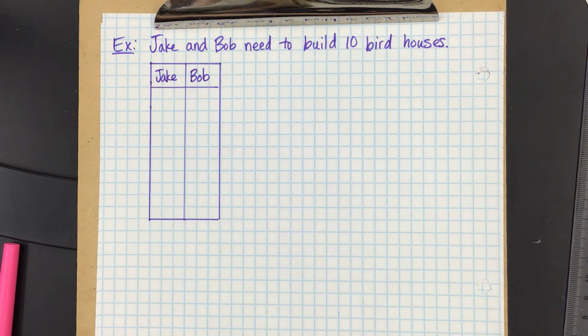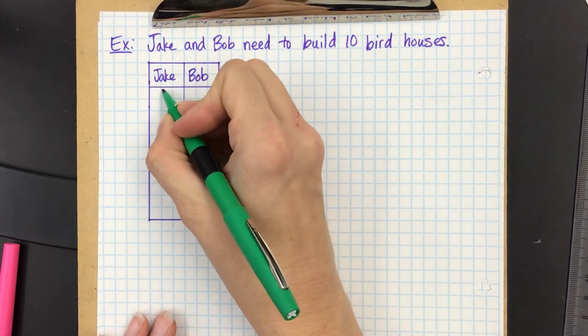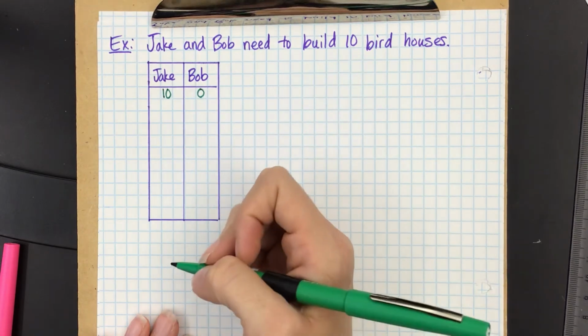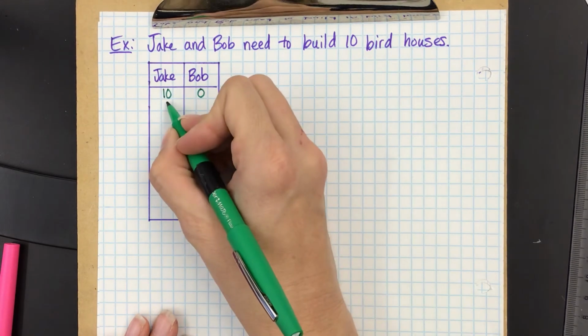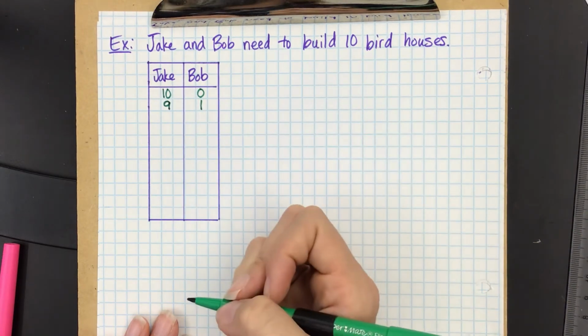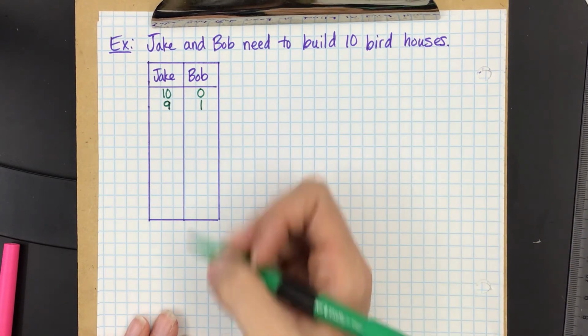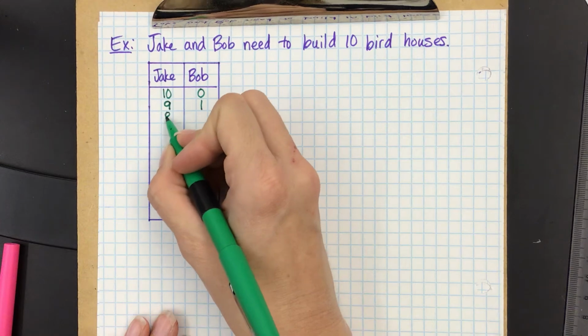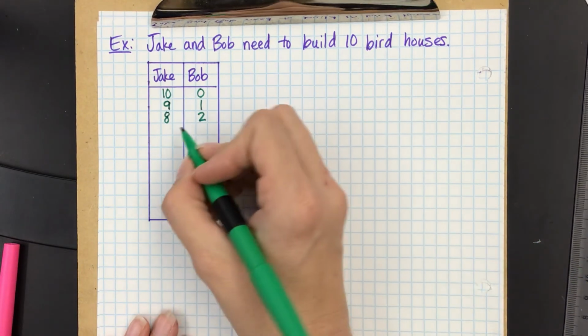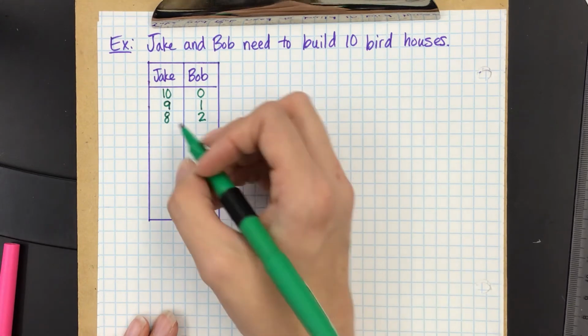Now I know we already talked about it, but let's go through this. If Jake builds 10 birdhouses, Bob doesn't have to build any. If Jake builds 9 birdhouses, that means Bob will have to build 1. We're just gonna do 8, 7. Okay, you getting the pattern? All right, go ahead and fill in your table, and then we'll graph it.